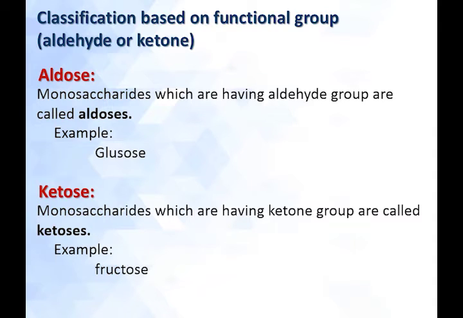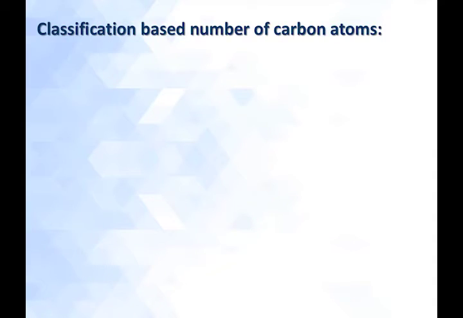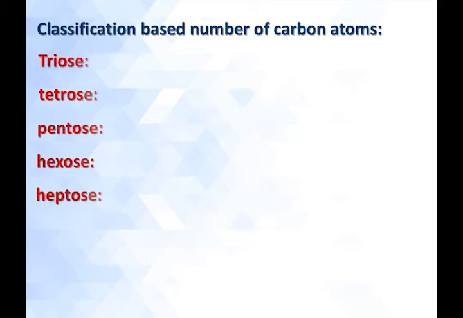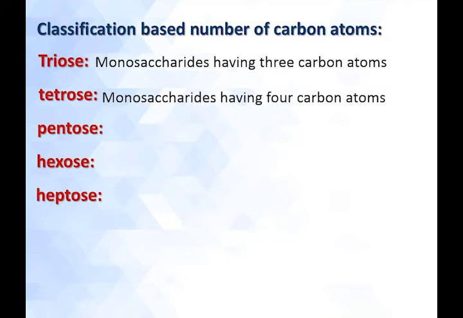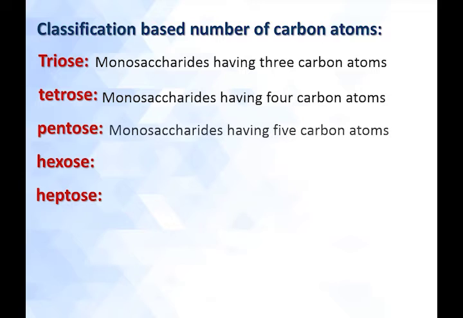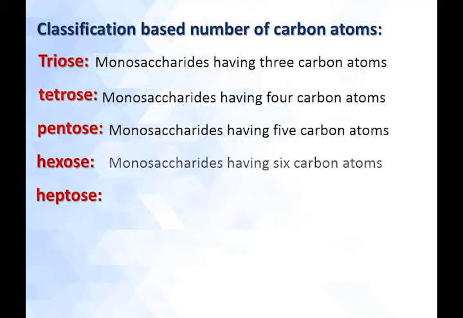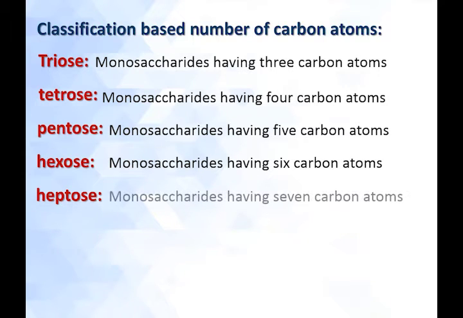For example, fructose. Classification based on carbon atoms. Number of carbon atoms: triose, tetrose, pentose, hexose, heptose, etc. So a triose means monosaccharides having 3 carbon atoms. Tetrose having 4 carbon atoms. Pentose having 5 carbon atoms. Hexose having 6 carbon atoms. And heptose having 7 carbon atoms.